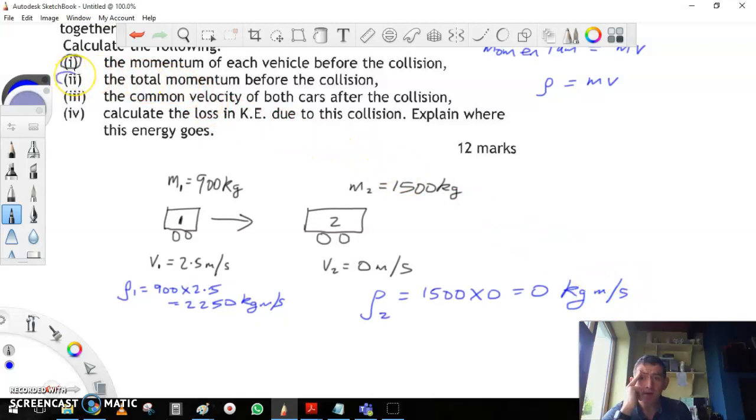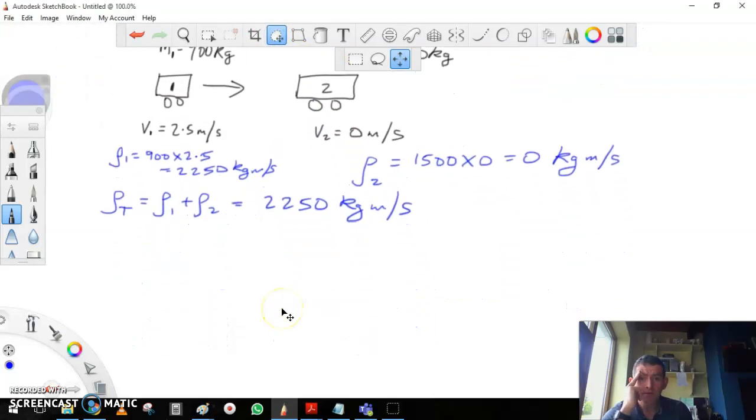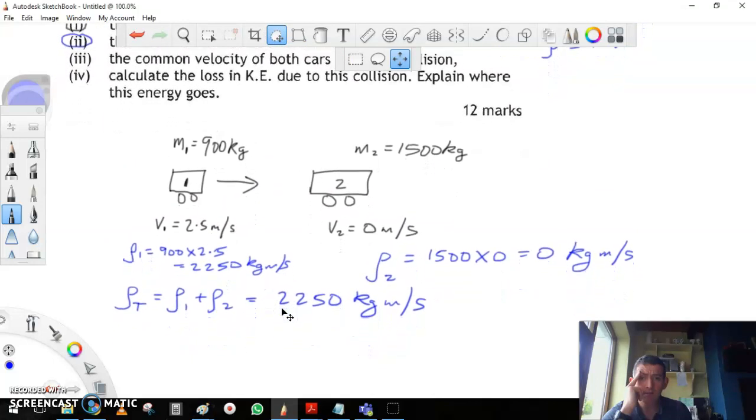Then part 2, the total momentum. The total momentum, rho T for total, is going to be rho 1 plus rho 2. Adding those two numbers together, we get 2250 kilogram meters per second. So that's the total momentum before the collision. And then, part 3, we're looking for the common velocity of both cars after the collision.